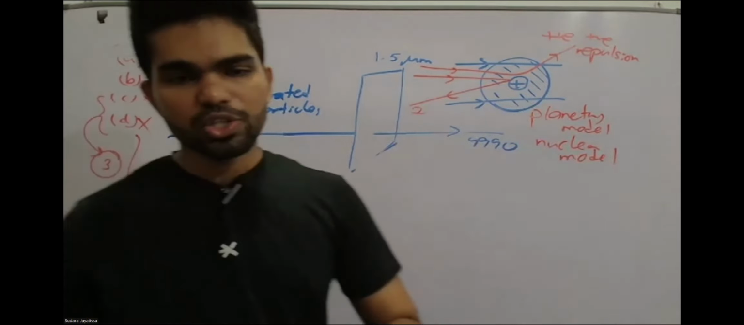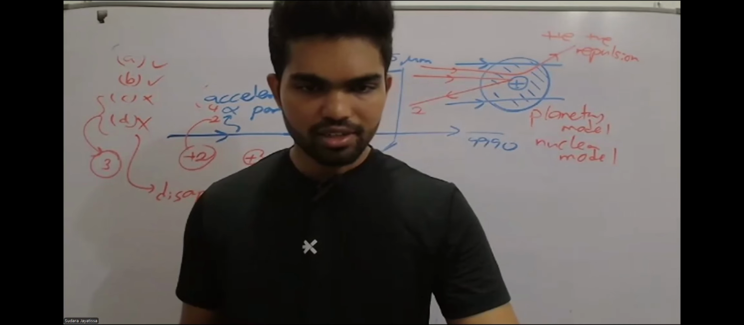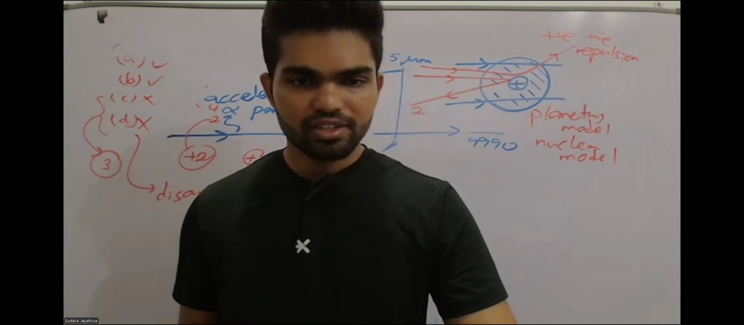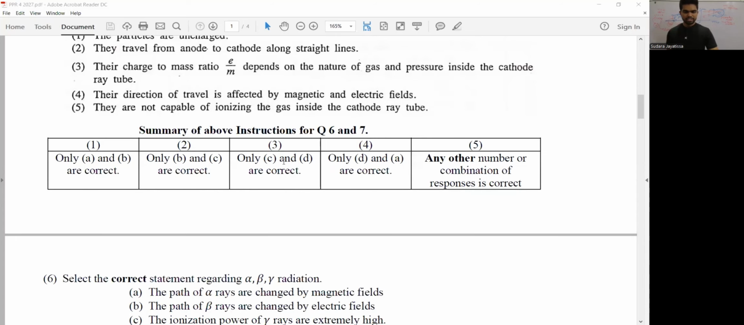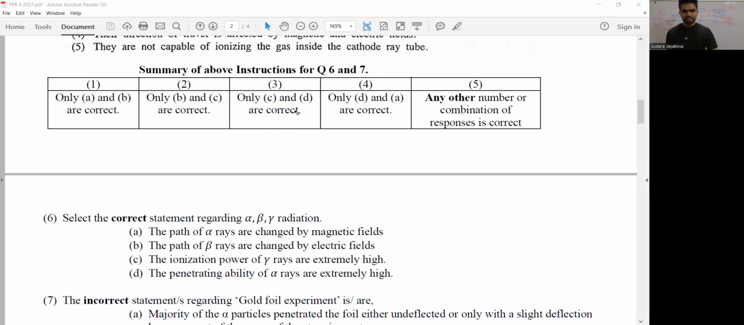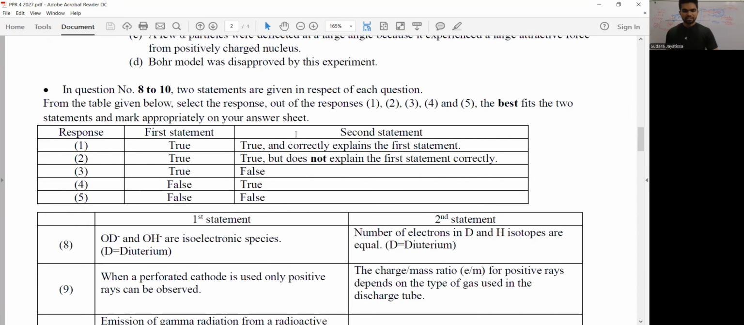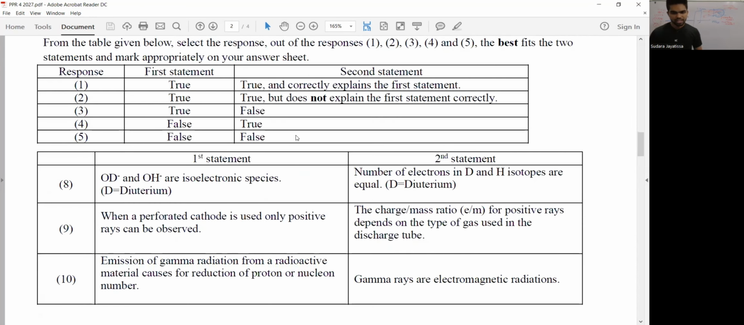I'll show you it in the paper itself. Look at this. If C and D are the answers, you have to select answer 3. Right. So there are 3 more questions. They are very short ones, and we will quickly discuss them as well. Those are first statement, second statement questions.